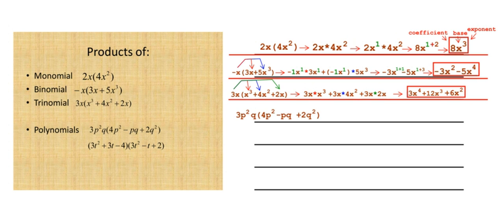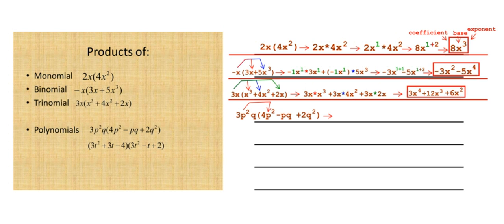So in general, polynomials. Let's try a couple at least. We have 3p squared times q, and then in parentheses 4p squared minus p times q plus 2 times q squared. So we're going to distribute to each one. Notice, in the parentheses, we can't simplify any of them. They don't have any like terms.